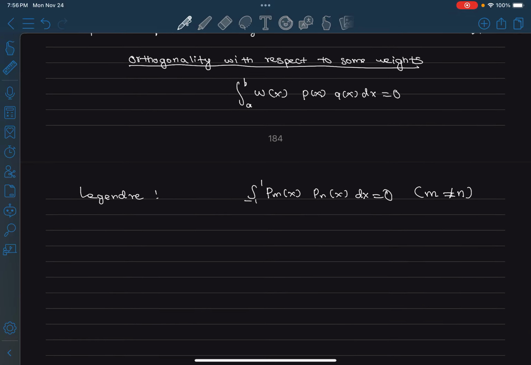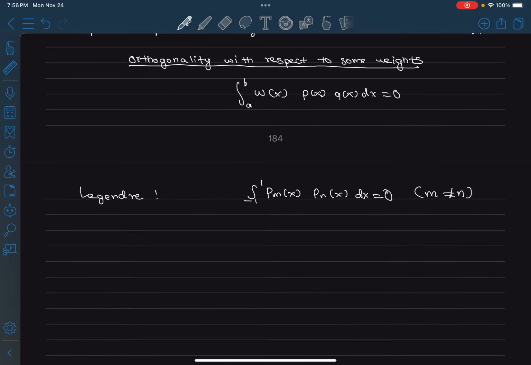Even if you want to find P3, this P3 also has to be orthogonal to both 1 and x, as well as x squared, right? Because P2 is 3 over 2 x squared minus 1 over 2, and because P3 is already orthogonal to 1, it will be orthogonal to 1 over 2. That's why P3 also has to be orthogonal to 3 over 2 x squared, and hence x squared as well.